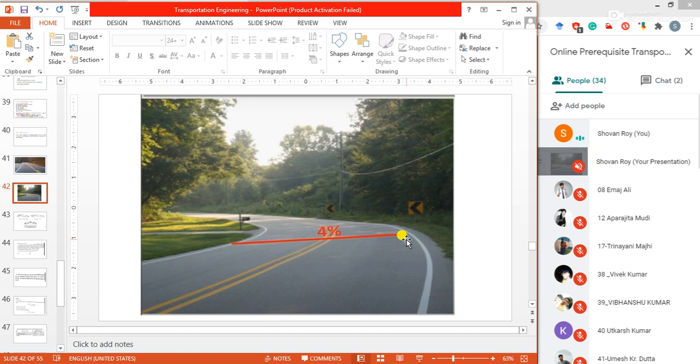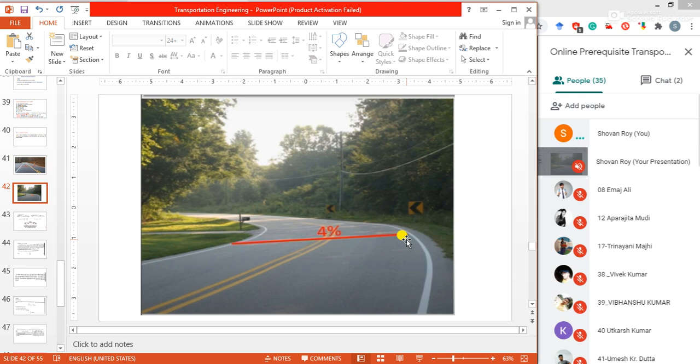Camber is also expressed as a percentage. If the camber is x percent, the cross slope is x in 100. So if our cross slope is 1 in n, then 1 is vertical and n is horizontal for camber or cross slope cases. Also, we can represent the camber as x percent, that is x in 100. That is the representation process.